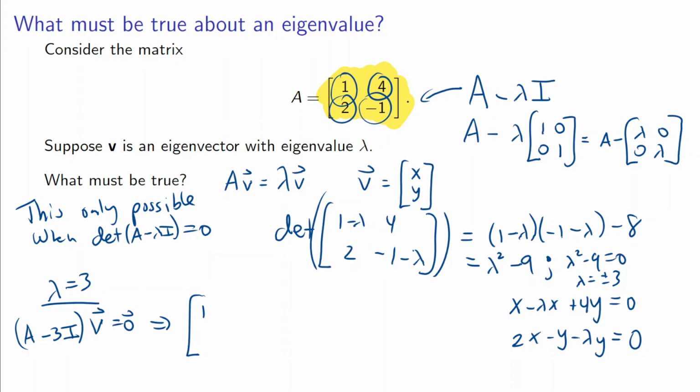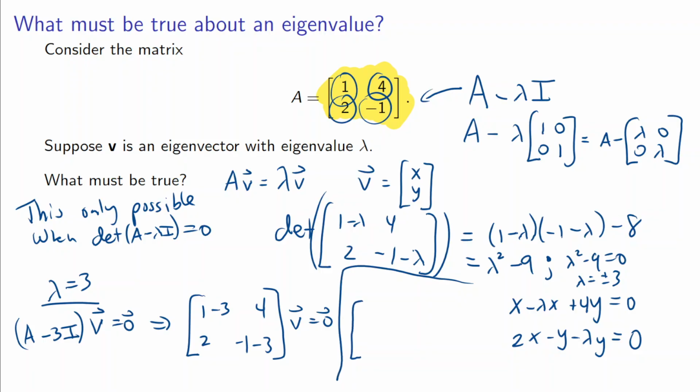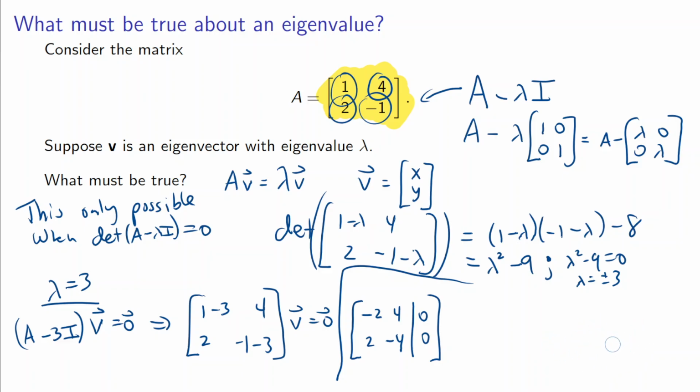So A minus 3I would be 1 minus 3, 4, 2, negative 1 minus 3, times v equals the zero vector. Just do all the work here. So we're looking then to solve the homogeneous equation with augmented matrix negative 2, 4, 2, negative 4, and then we'll put 0, 0 over there. And we can row reduce this and use a calculator. Actually, this one's not so bad. You'll notice that our two rows are equivalent to each other.